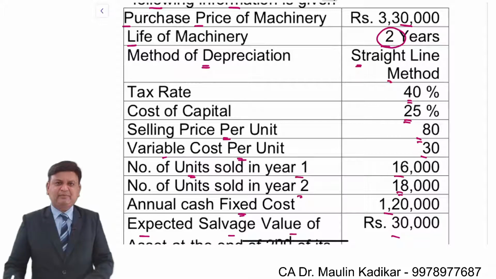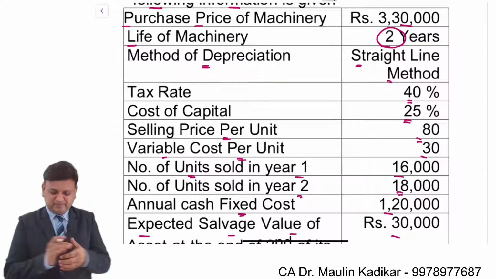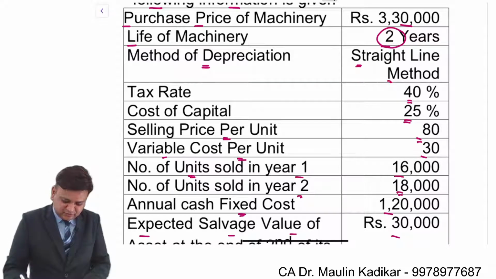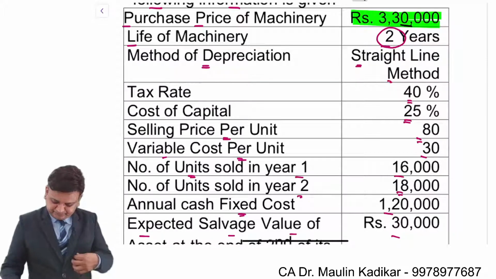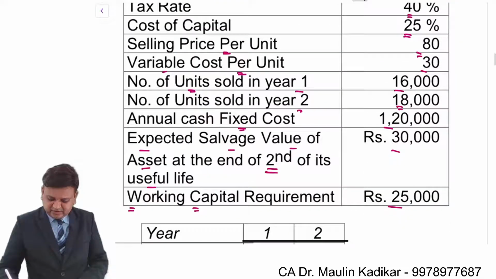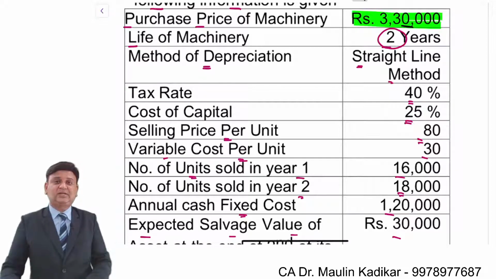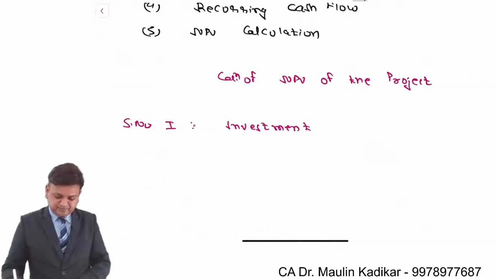Dear students, in step number 1 we will compute the amount of the investment to be made in year 0. That consists of two investments. One is the purchase price of the machinery and another is the working capital investment. The working capital indicates the difference of the current assets and current liabilities, and that is the amount of the investment to be made in year 0.